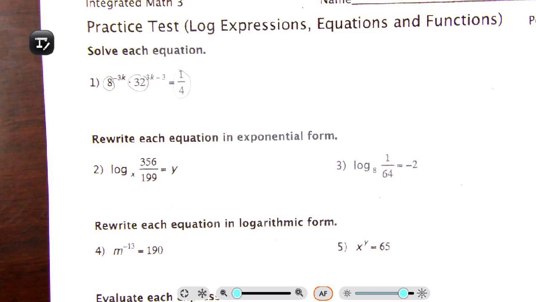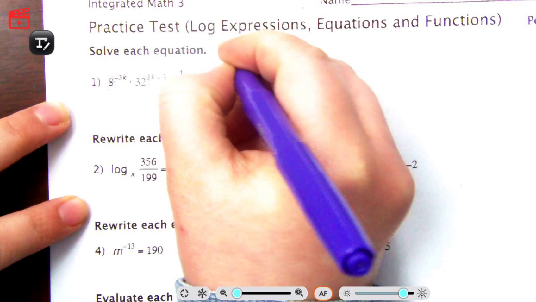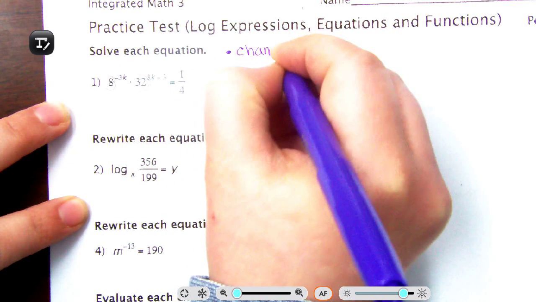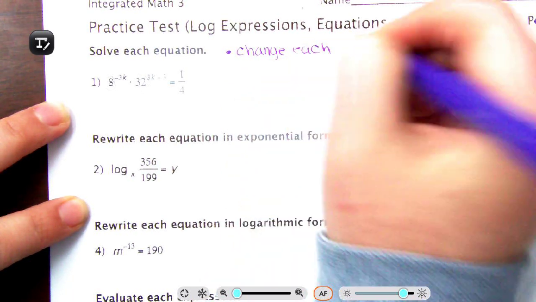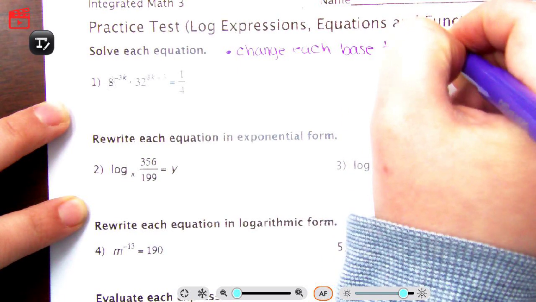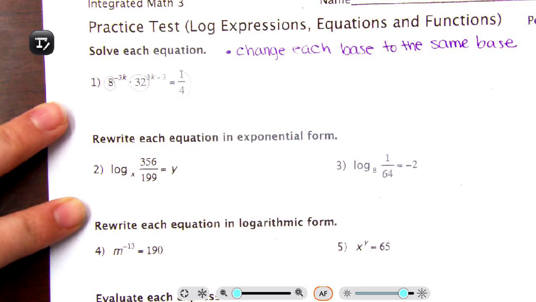I know that we have 8, 32, and 4, and I know that on each one, I can rewrite each base in the form of a 2. So how this would look is I'm going to change each base to the same base. And again, only do this if it's possible. In this case, it is possible.